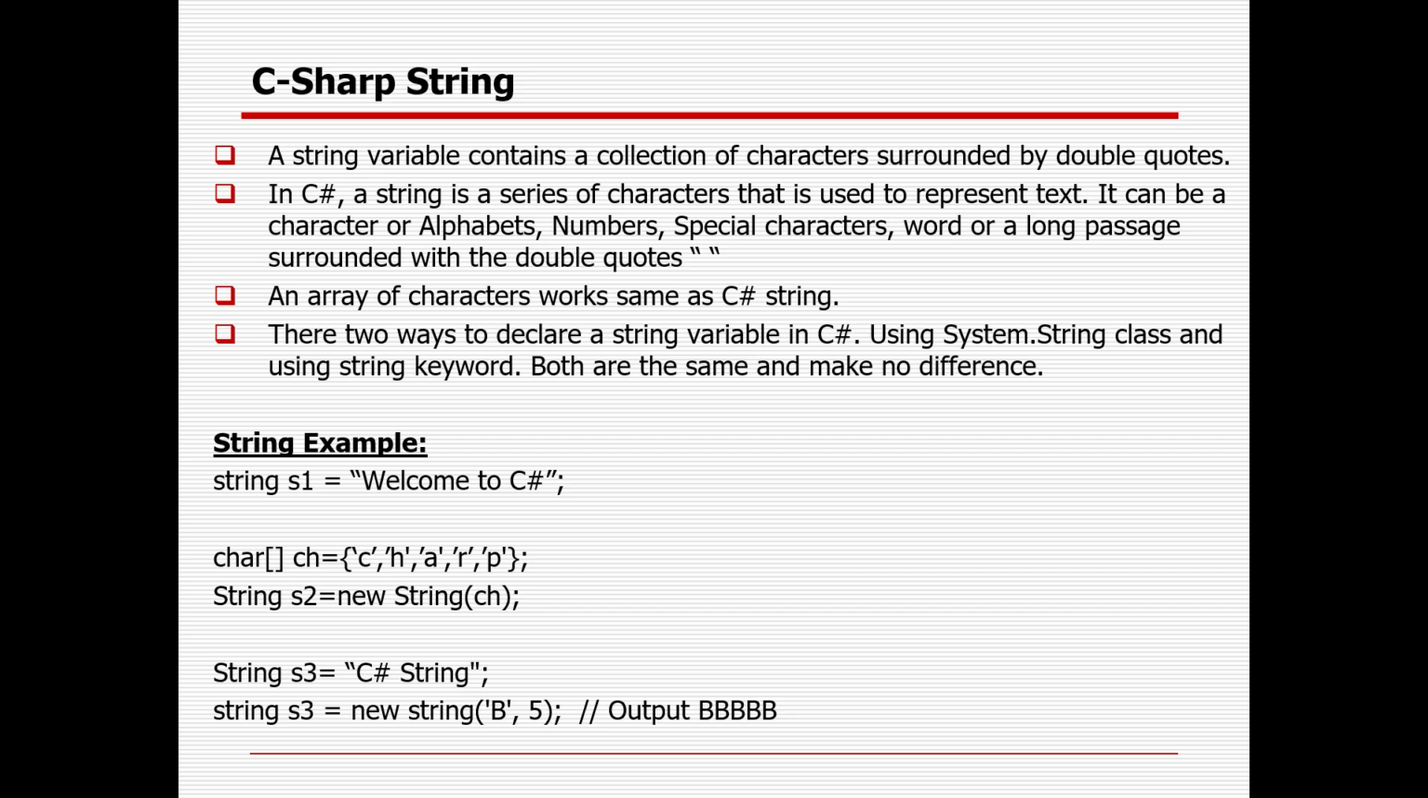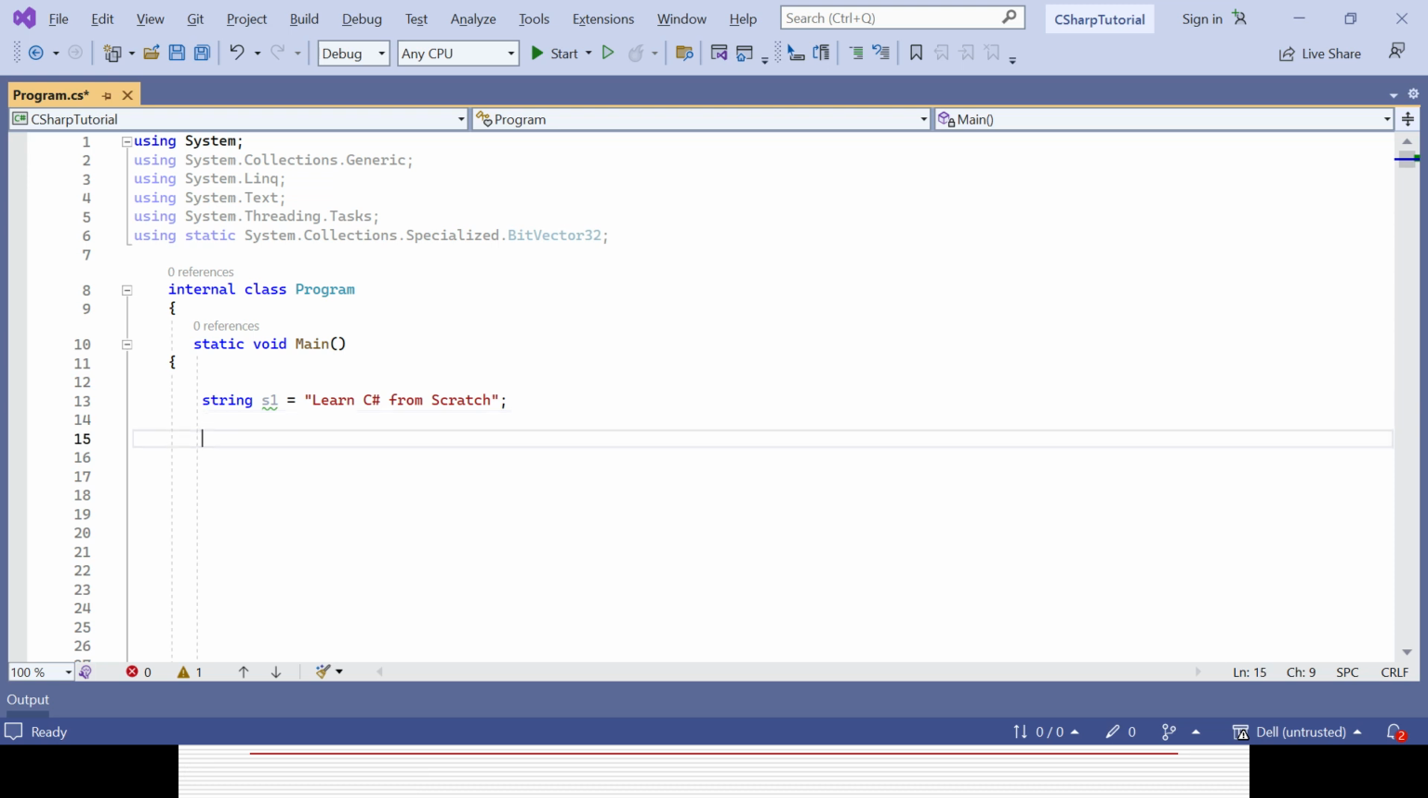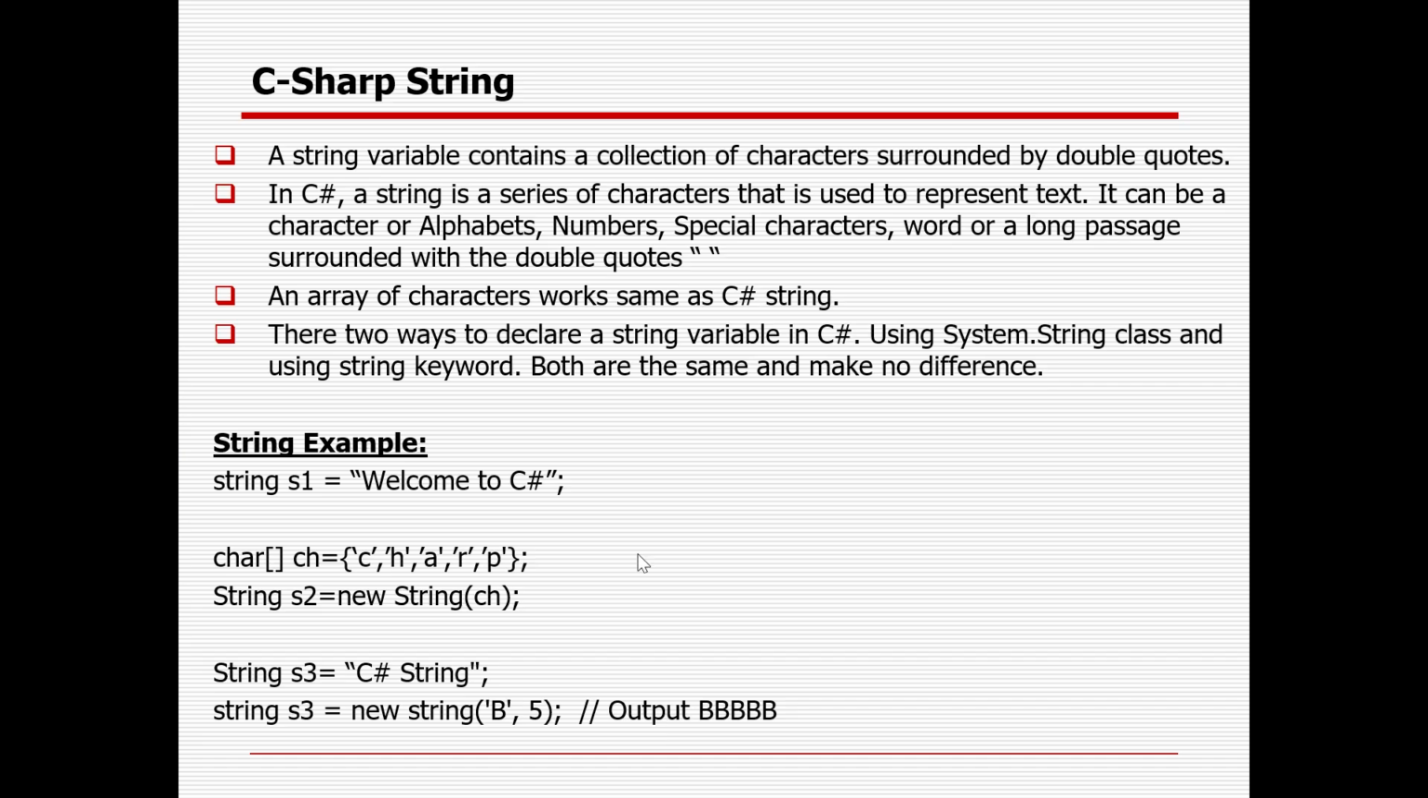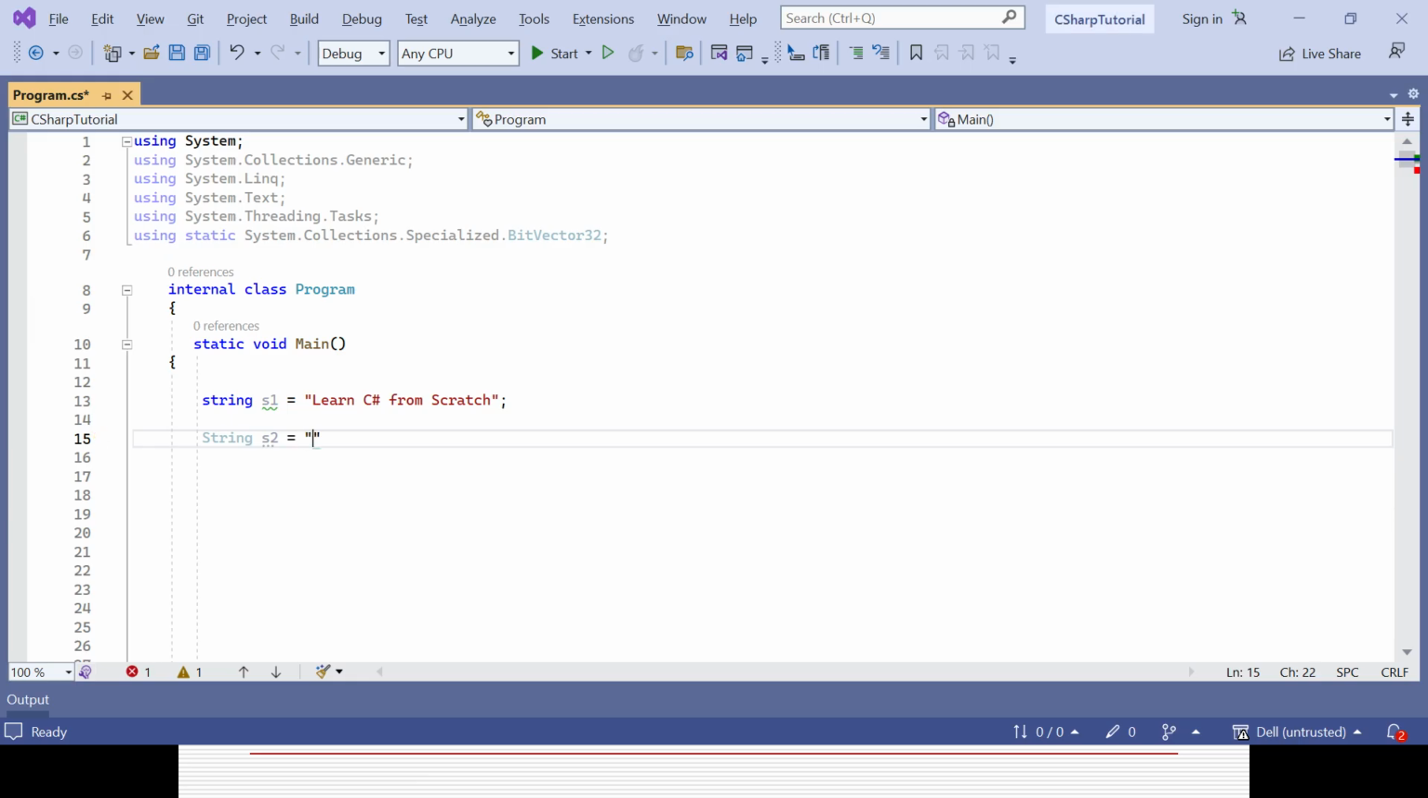Let's define the other way with the help of the string class. So I need to use capital String. Then I can create an object or instance s2 equal to new String, or I can directly give that variable the value of the string, right? So say "C# tutorial". So those are the two ways I can define a string. One is with the help of the string keyword available in C#, another is the String class.